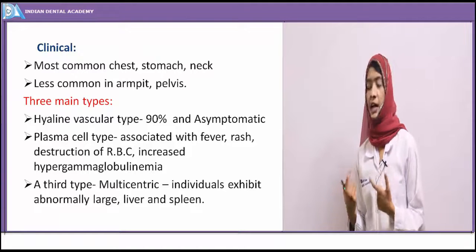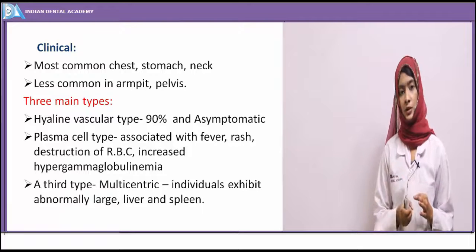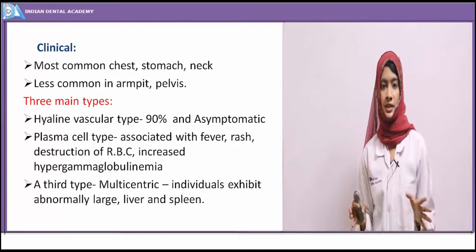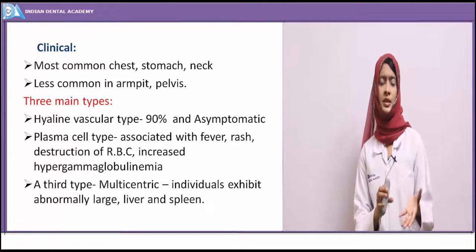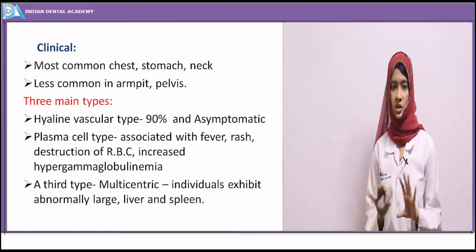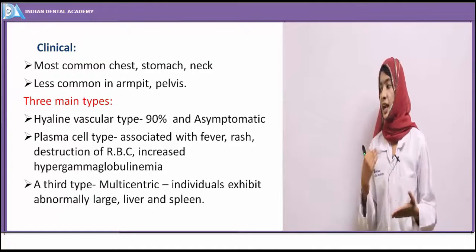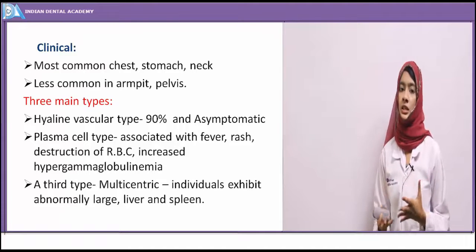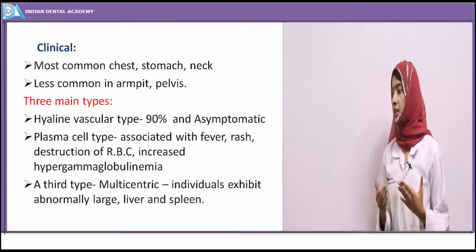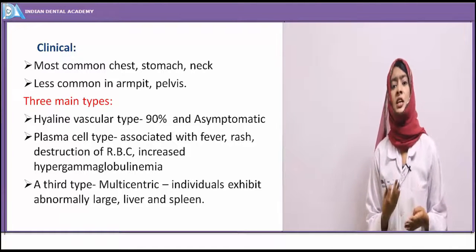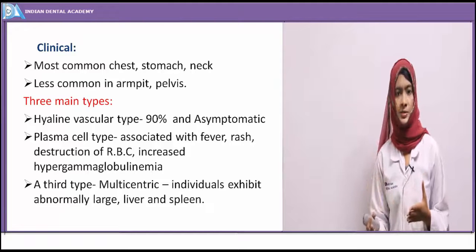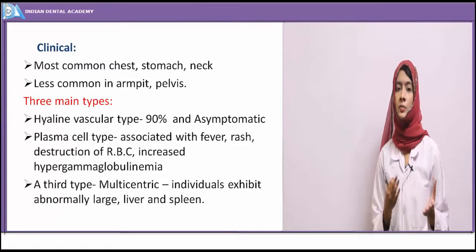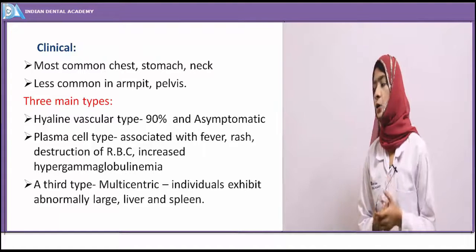The hyaline vascular type of Castleman's tumor accounts for about 90% of reported cases, and clinically they are asymptomatic. It is just normal lymphoid tissue, not at all painful. Whereas in the plasma cell type, the benign outgrowths are also associated with systemic conditions: the presence of fever, rash, increased destruction of red blood cells or anemia, and increased production of immune factors like globulins, that is, hypergammaglobulinemia is seen.